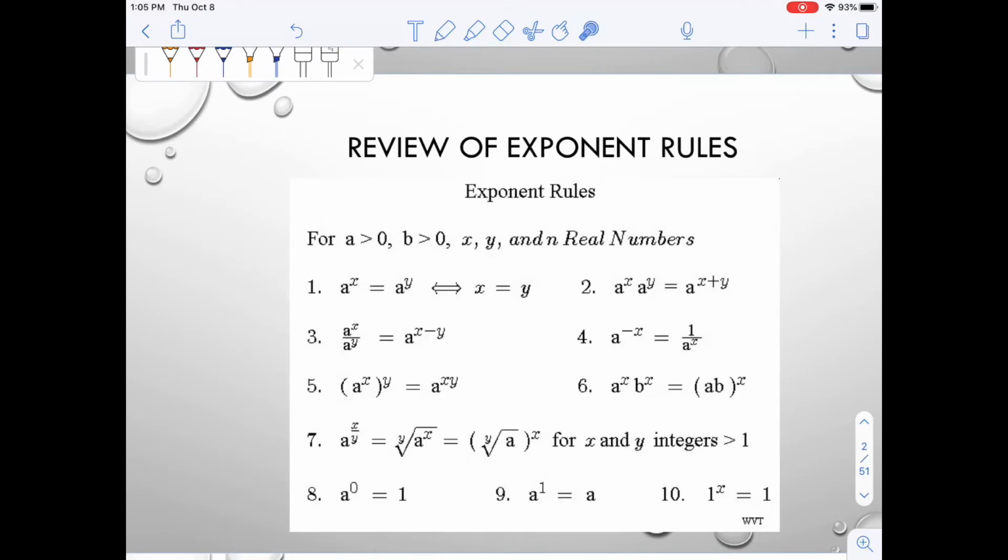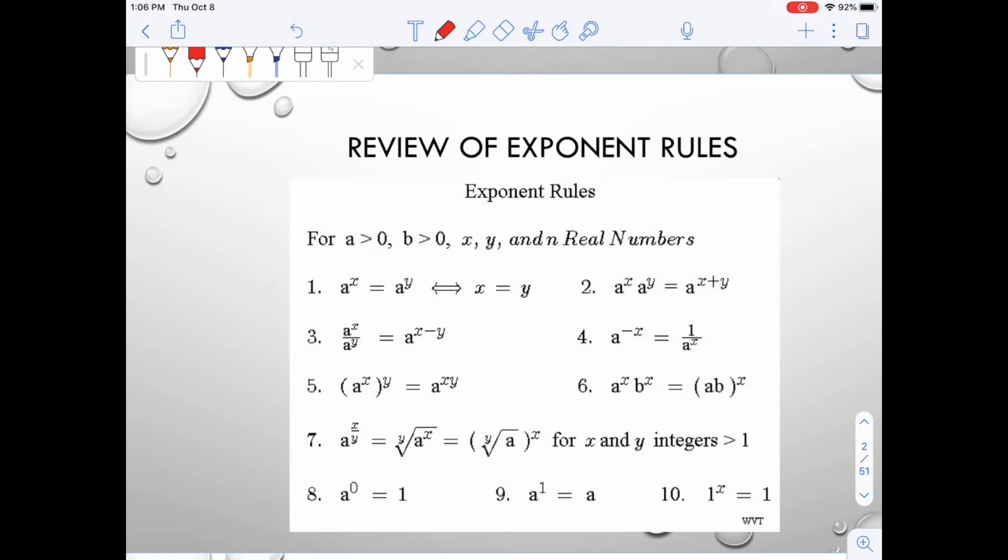If we have like bases, here in number 1, a to the x equals a to the y implies that those exponents, x must equal y, if they're like bases. When I divide like bases, a to the x divided by a to the y, this is equivalent to a to the x minus y. I subtract those exponents. Similarly, when I'm multiplying like bases, we add exponents. Anything to a negative power moves that particular term into the denominator or from the denominator up to the numerator.